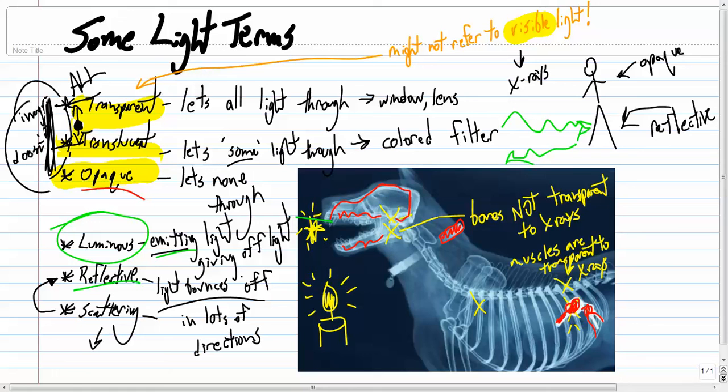Okay, so I guess that's it. 7.5 minutes. Those are six light terms.